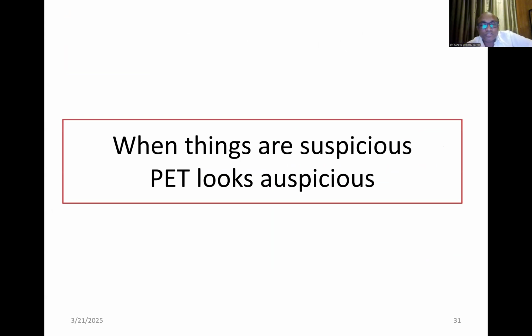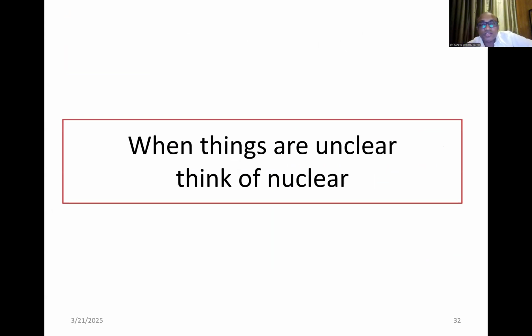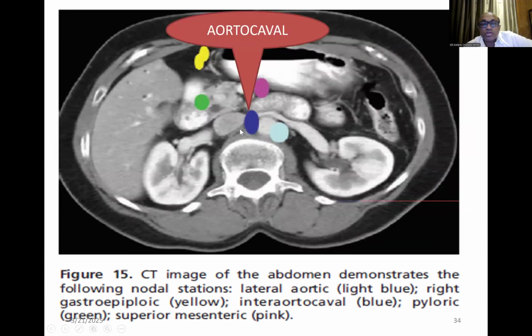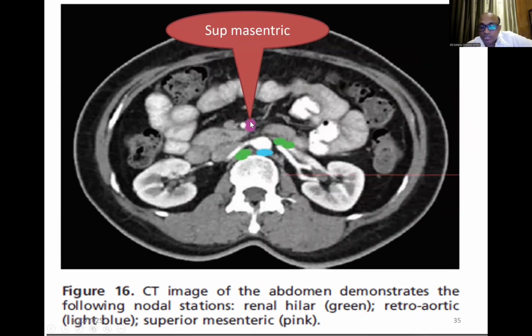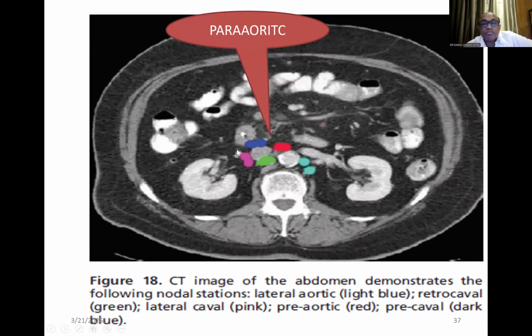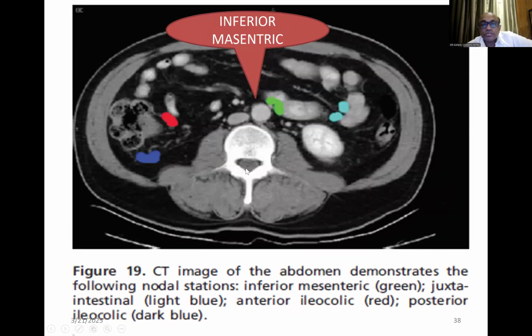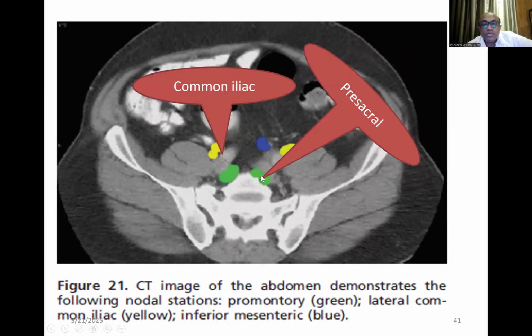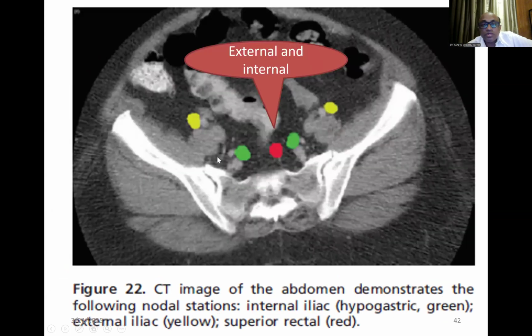So when things are suspicious, PET looks suspicious. When things are unclear, think of nuclear. So this is the renal hilar node. You can see this is the aortocaval node between the aorta and cava. Then supramesenteric node. Then para-aortic nodes, like aortocaval, retrocaval, paracaval, para-aortic, then inferior mesenteric node, then aortic bifurcation node, then common iliac node, then presacral and common iliac nodes, external iliac and internal iliac and presacral nodes.